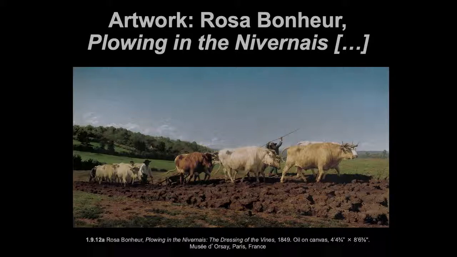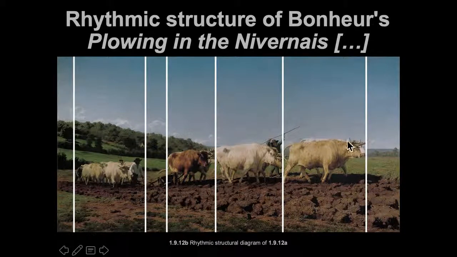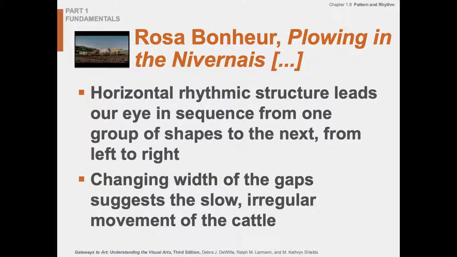So if we look at our diagram here, we see the spacing. So we know too, because this is larger and that is smaller, that this is closer and they're moving along in this way. So we get a sense of time and motion a little bit through this irregular rhythmic structure, because we know they're kind of plodding along and lumbering along. Okay, so it moves our eye from left to right, and it gives us a sense of that slowness and that irregular movement of the cattle.